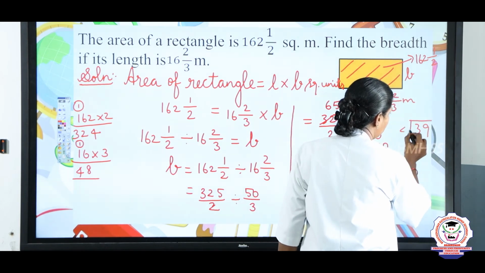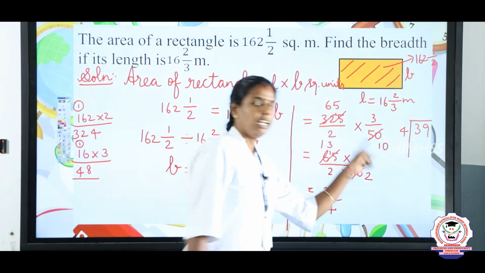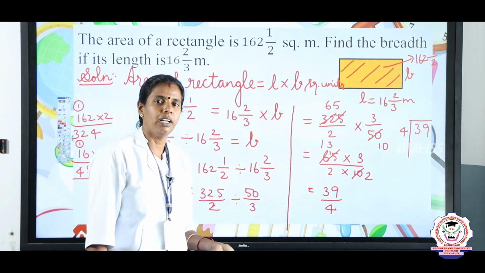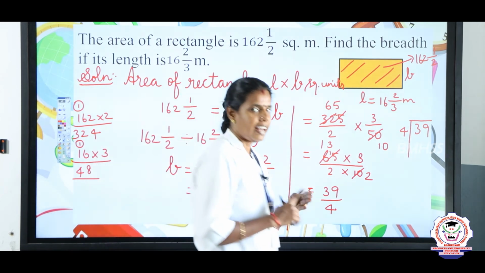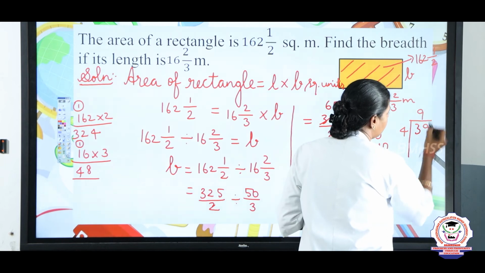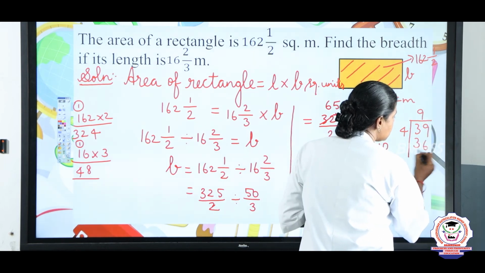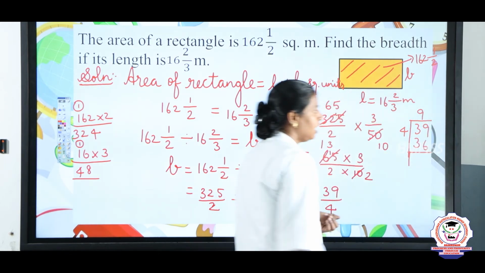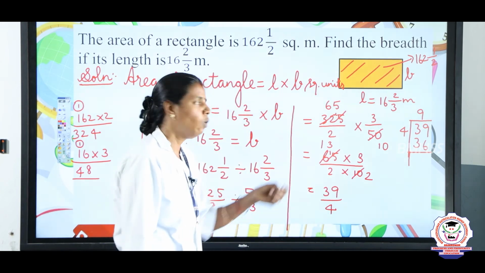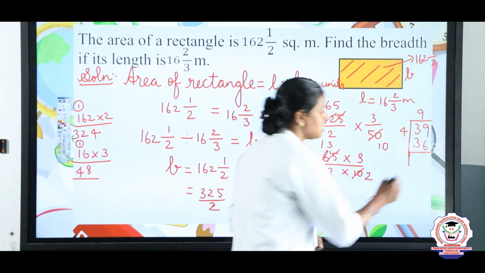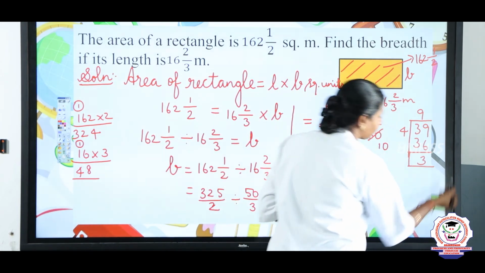39 in the 4 table. 39, how many times can we divide in the 4 table? 4 nines are, what are 4 nines? 36. 4 nines are 36. So, the remainder is 9 minus 6, which is 3.